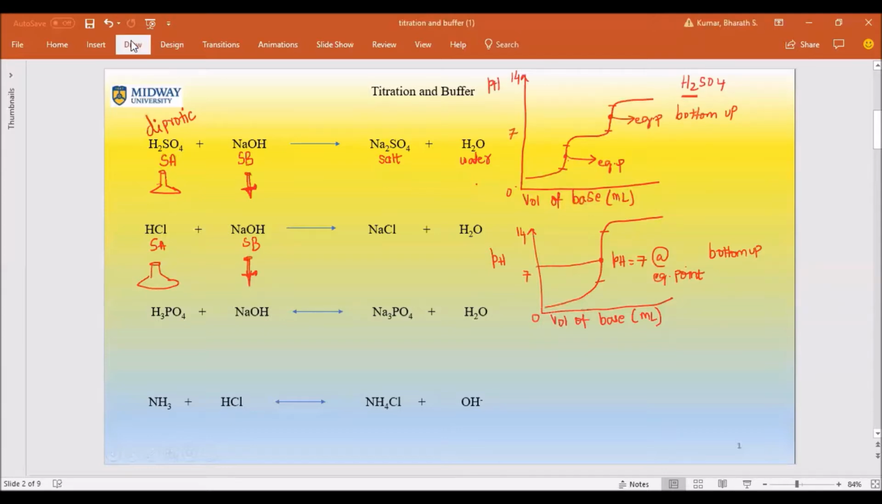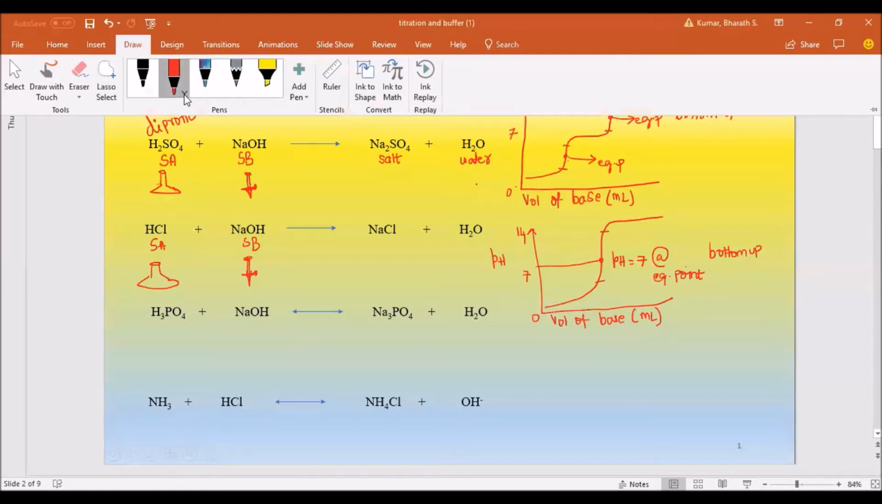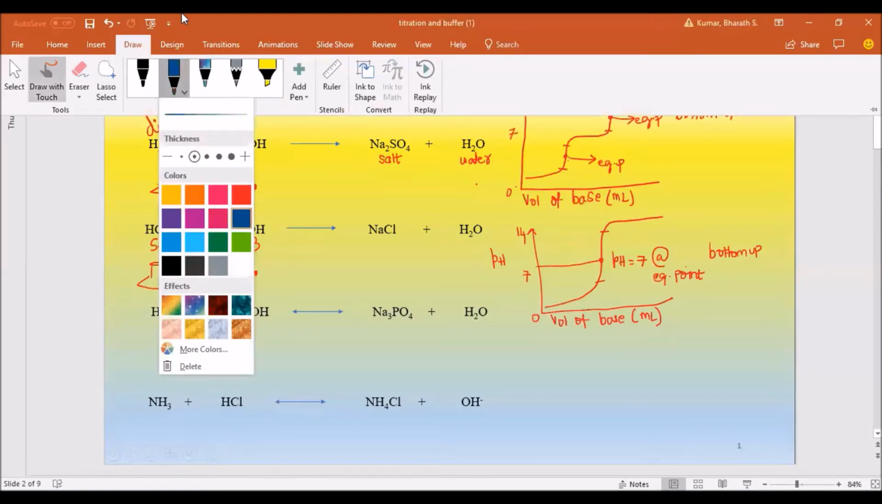And then I'm going to switch color now because it's getting too many reds here. Let's switch to maybe blue. Okay.